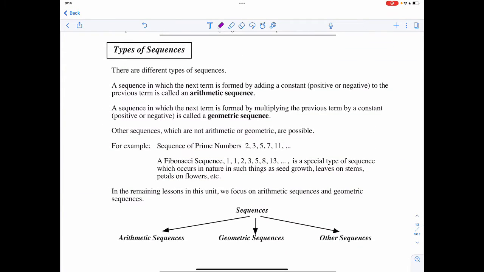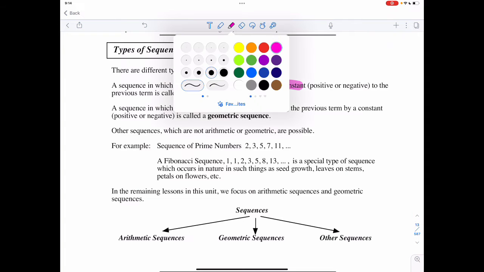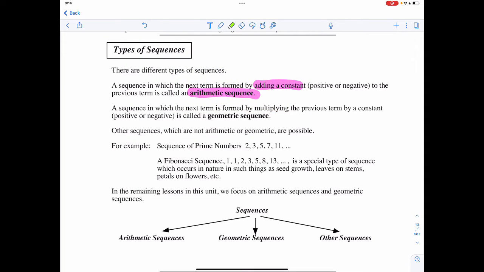Now, we have different types of sequences that exist. Anytime we get from one term to the next by adding a constant, so adding the same number every single time, whether it's positive or negative, we call that an arithmetic sequence. Anytime that we get from one term to the next by multiplying by the same number, we call that geometric.